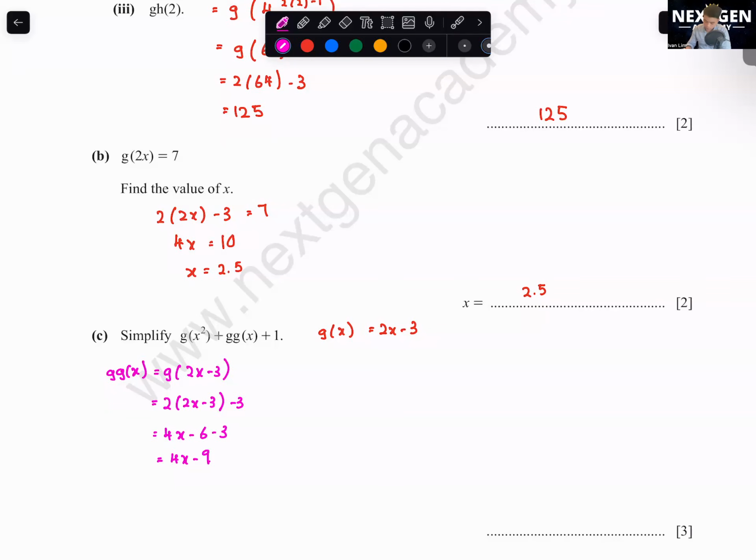What is gx squared? Gx squared will just be 2x squared minus 3. So I put it into this equation here. This will be 2x squared minus 3 plus 4x minus 9 plus 1. Go ahead and simplify this. You'll get 2x squared plus 4x minus 11.